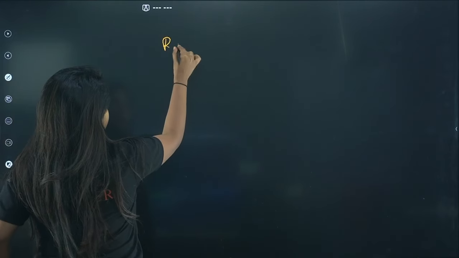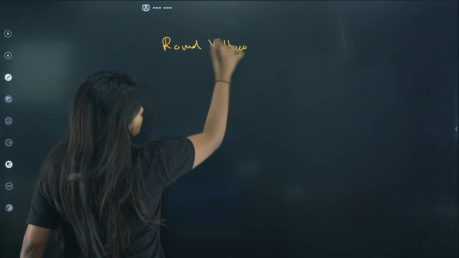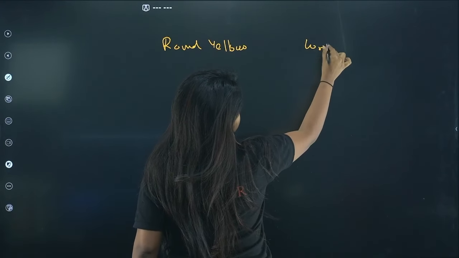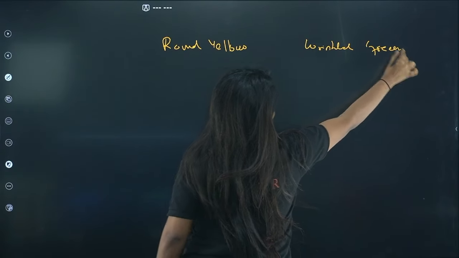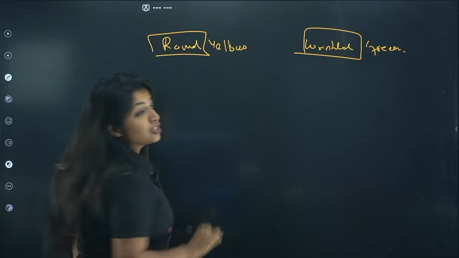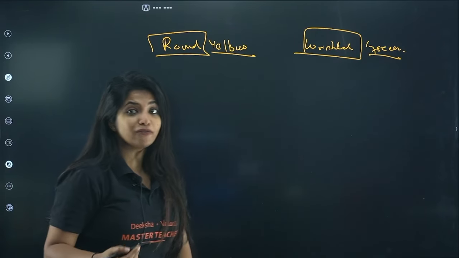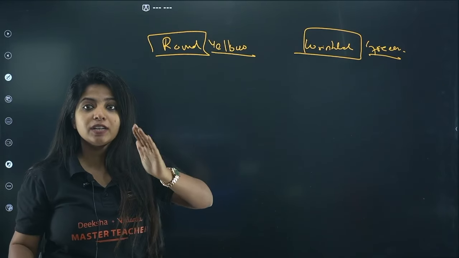So over here, you have round and yellow plants, and you are crossing them with wrinkled and green plants. Round and wrinkled is talking about the shape of the seed. Yellow and green is the color of the seed. So there are 2 different traits, one is the shape and the other one is the color.